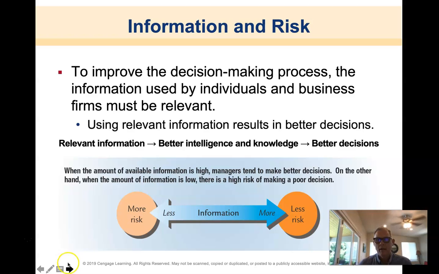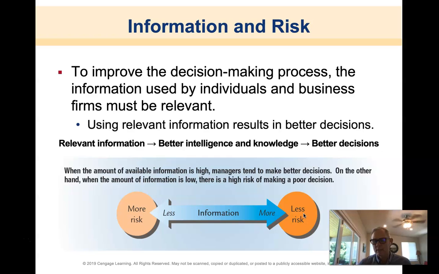And so the correlation is basically the less information you have, the more risk you're going to undertake in a business. The more information you have, the less risk you're going to undertake in a business. So it's pretty basic, but that's the correlation, and that's the relationship between risk and information.